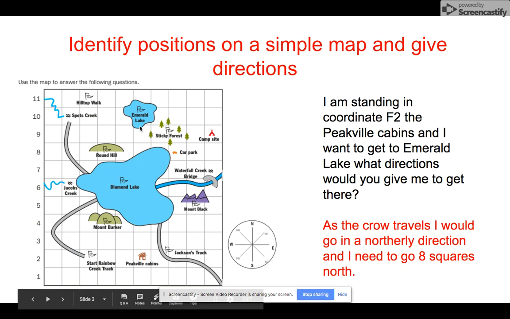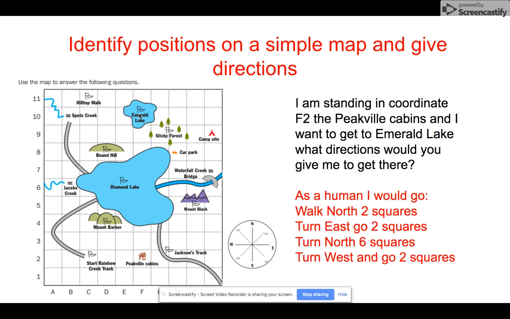if I was a crow and I was flying, that direction would be correct, because I'd go in a northerly direction and I'd need to go 8 squares north. I know that because I'm here. I would count 1, 2, 3, 4, 5, 6, 7, 8. I'd be smack bang here in Emerald Lake. However, I am a human, so I need to be a little bit careful about going through the water.